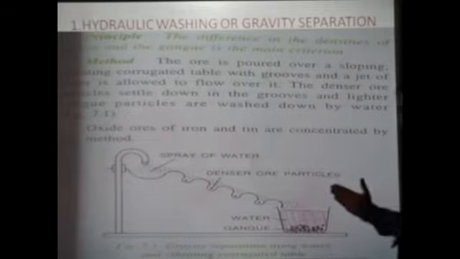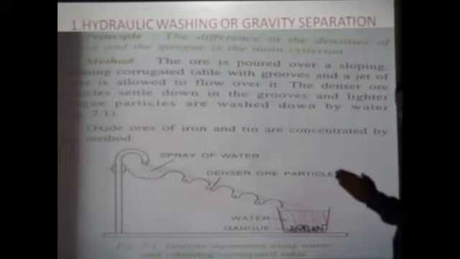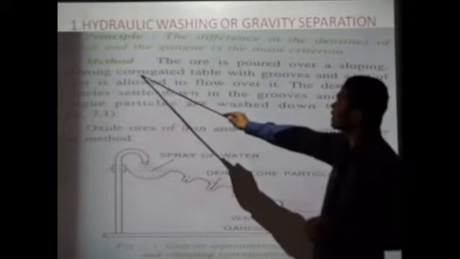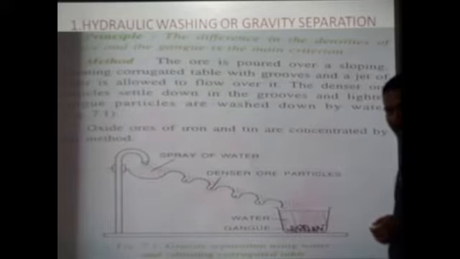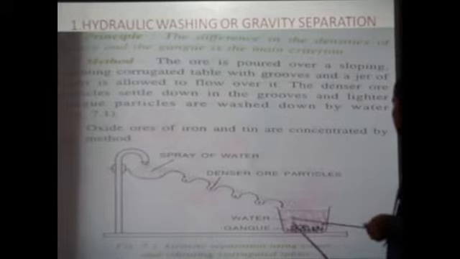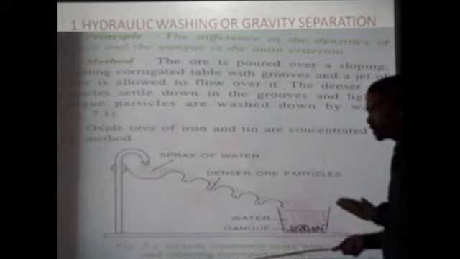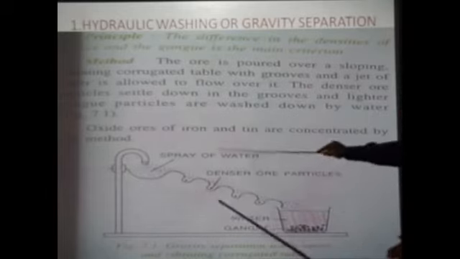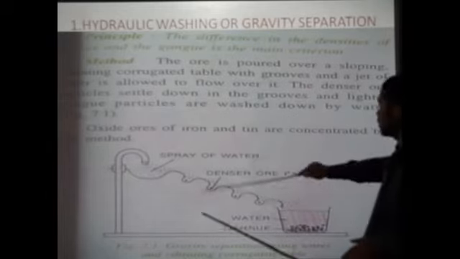So you can see this is water along with gangue. So impurities are separated. Gangue is separated from the ore by using this vibrating corrugated table. So that is gravity separation using water and a vibrating corrugated table. So what are the things we have used here? Vibrating corrugated table. Corrugated means uneven table, sloping table, and then with the help of water.